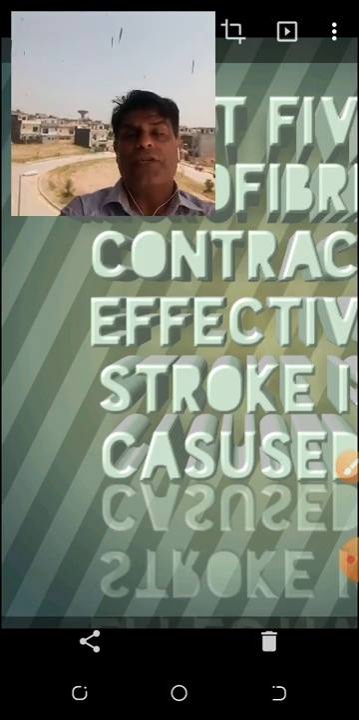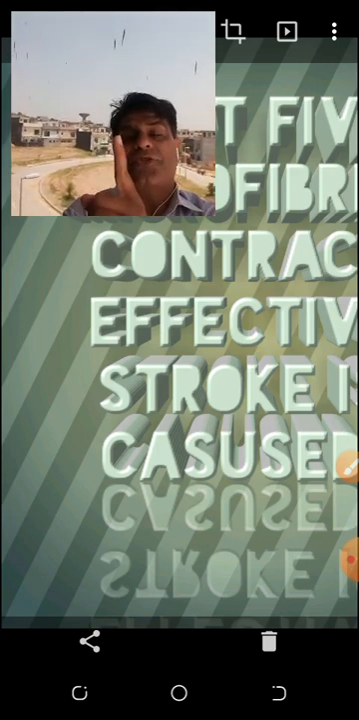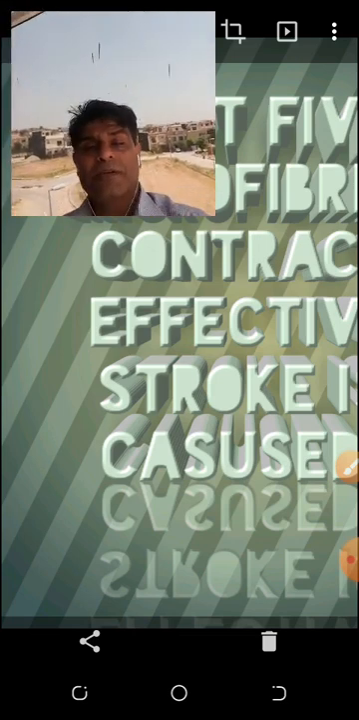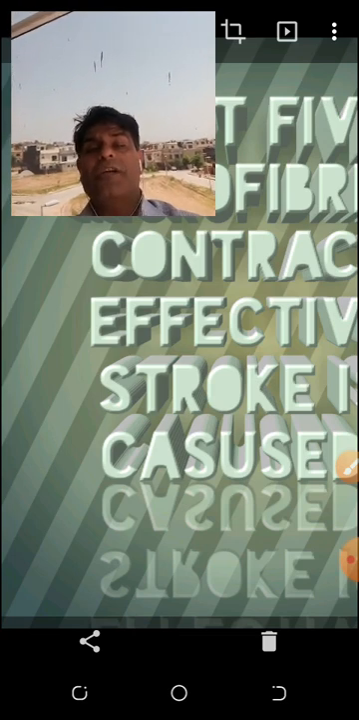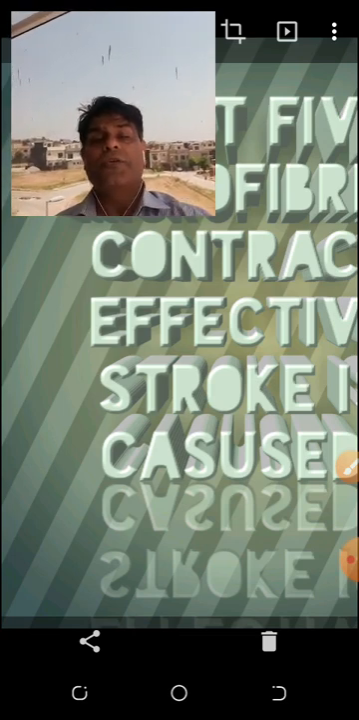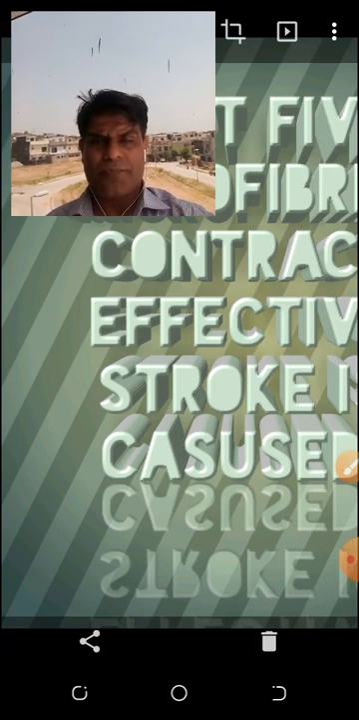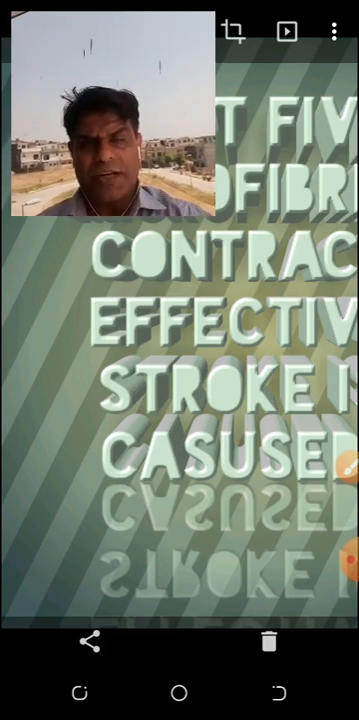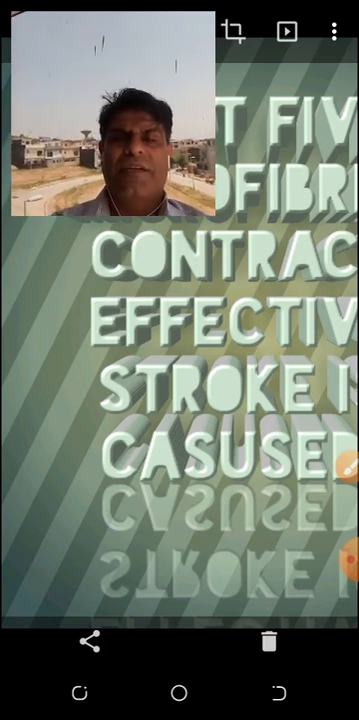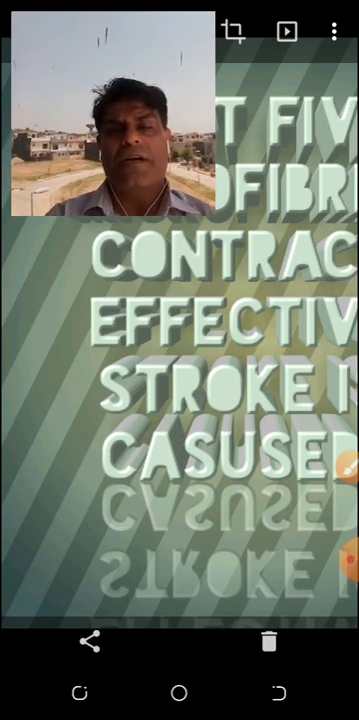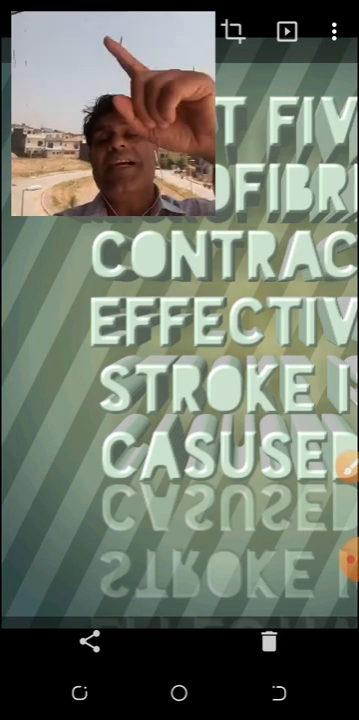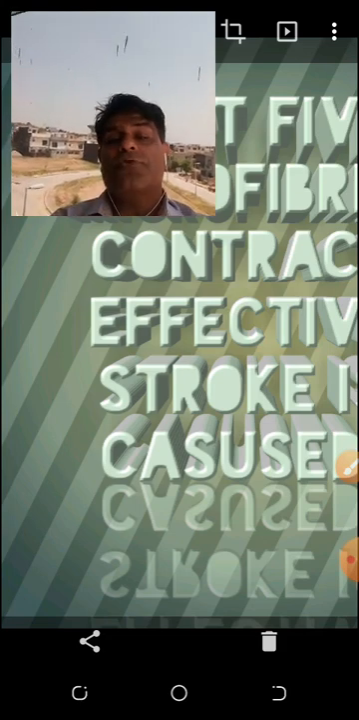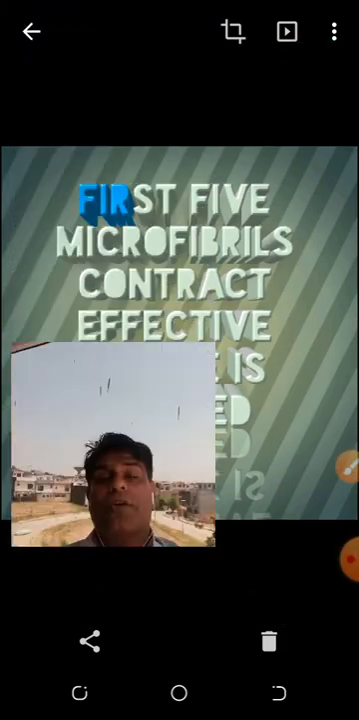What is the recovery stroke? When the cilium relaxes, this is the recovery stroke. Why is the recovery stroke necessary? Because you will be ready for the effective stroke once again. Otherwise, how will the cilium contract again? If you are in a boat, you have to push the water regularly at the back side, otherwise the boat will not go forward. So the cilia will contract, and the cilia will relax by recovery stroke. These are the two terms: effective stroke and recovery stroke.